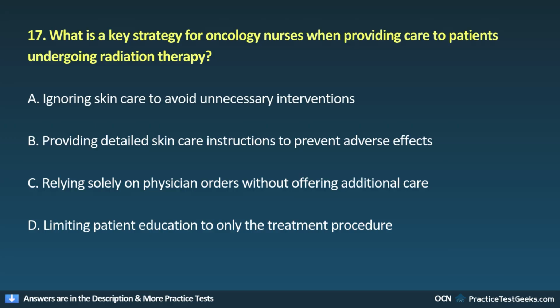17. What is a key strategy for oncology nurses when providing care to patients undergoing radiation therapy? A. Ignoring skincare to avoid unnecessary interventions. B. Providing detailed skincare instructions to prevent adverse effects. C. Relying solely on physician orders without offering additional care. D. Limiting patient education to only the treatment procedure.